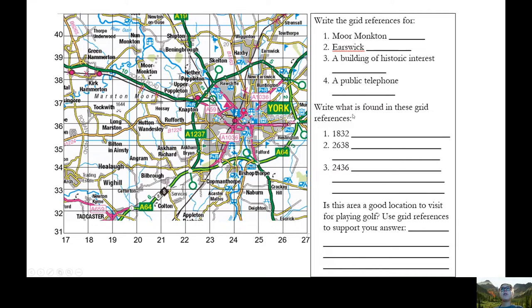Once you've done that, write what is found in these grid references, 1832. So the first thing we do is we go along the x-axis to 18, there's 18, and then we go up until we hit 32. There's 32. So what do we have in this grid?